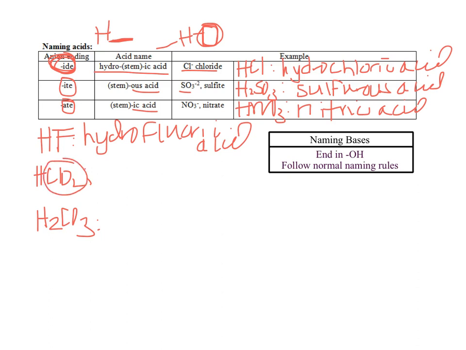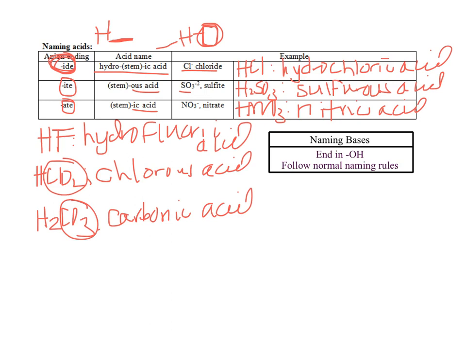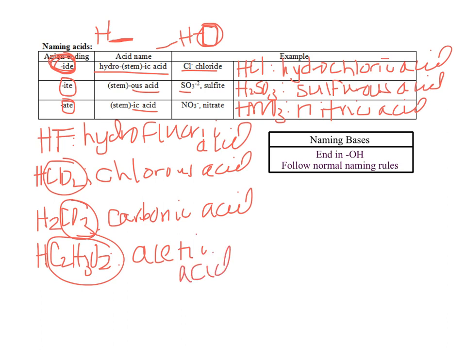HClO2, that group is called chlorite, that polyatomic. So "ite" goes to "ous," that would be chlorous acid. And then the next one, that's carbonate, so this becomes carbonic acid. And let me just throw this one in there, HC2H3O2. It always looks intimidating because there's so many elements going on, but that group is called acetate, and so it's also known as acetic acid. Common name is vinegar.